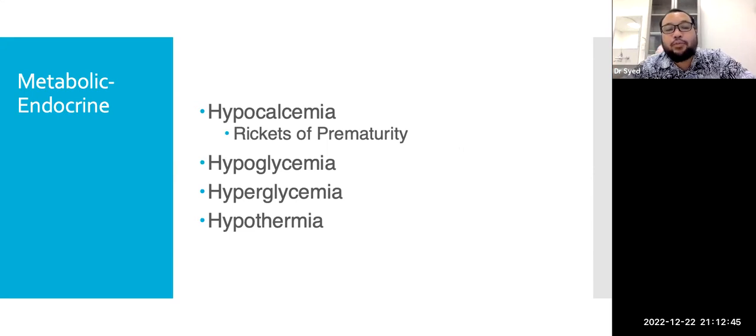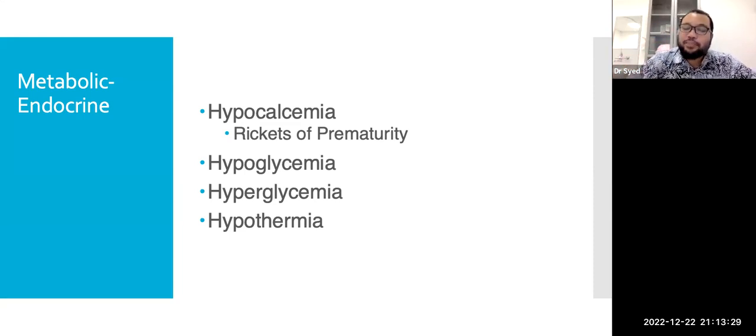They are more prone to get metabolic and endocrine problems such as hypocalcemia, rickets of prematurity. We do blood tests, liver function test, and we see what? We see elevated alkaline phosphatase. That's among the signs of rickets of prematurity. They get hypoglycemia. Why? Because they don't have enough fat. They don't have enough glycogen storage. The glucose metabolism also is still immature, so they cannot process properly, right? And then when they are admitted, they cannot suck and feed properly, so they are at higher risk of getting hypoglycemia.